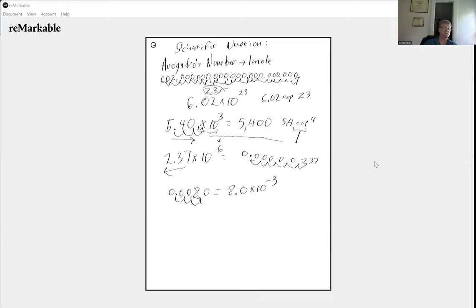8.0 times 10 to the negative third. That's all scientific notation is. It's just a shorthand notation for particularly large or particularly small numbers.